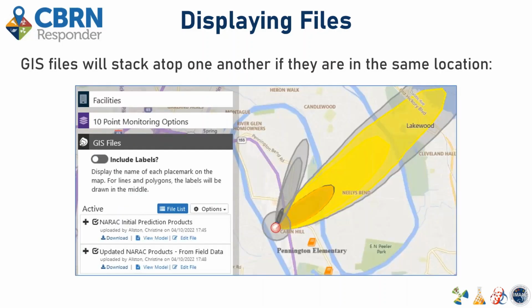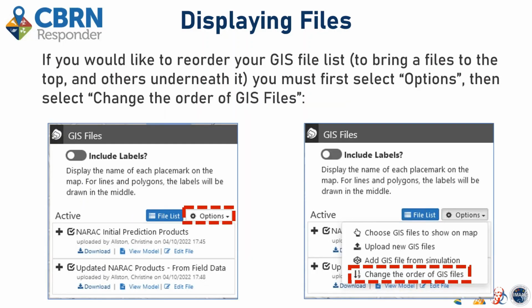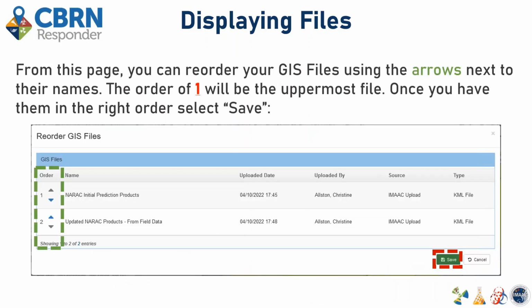If you have multiple GIS files selected at once, they will stack atop one another if they are in the same location. If you would like to reorder your GIS file list, you must first select Options, then select Change the order of the GIS files. From this page, you can reorder your GIS files using the arrows next to their names.